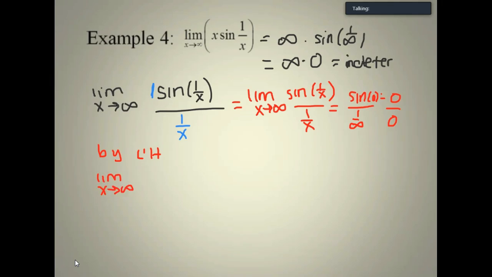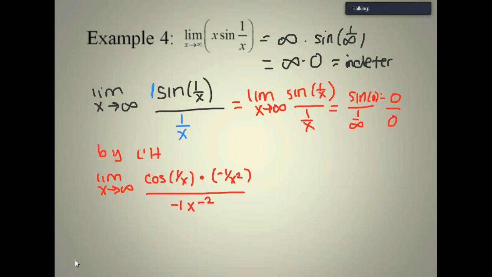So you have the derivative of sine 1 over x, which is cosine 1 over x. Don't forget your chain rule says you have to multiply by the derivative of 1 over x, which is negative 1 over x squared, because 1 over x is really like x to the negative 1. So that's negative 1, x to the negative 2, which rewrites as negative 1 over x squared over, again, x to the negative 1, which is like negative 1, x to the negative 2.